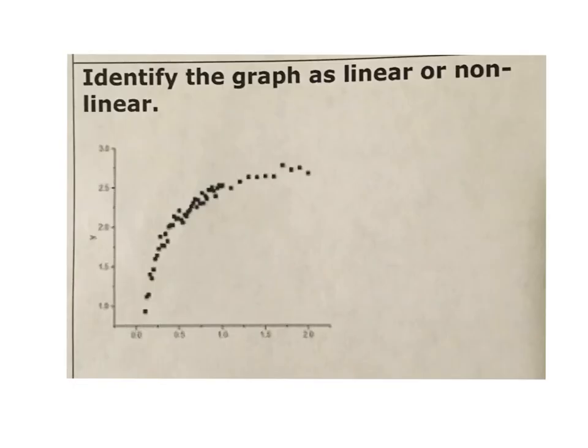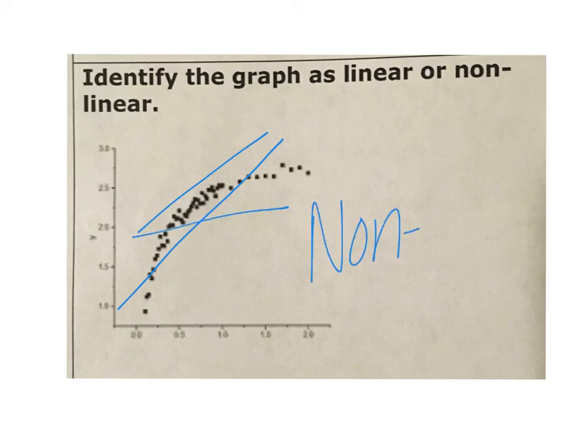All right, identify this graph as linear or nonlinear. So I cannot draw a straight line to show the trend of the data, which makes it non-linear because it does not follow the path of a straight line.